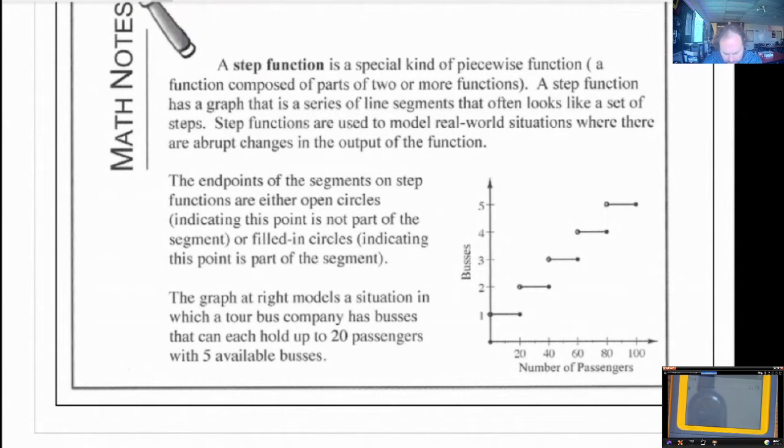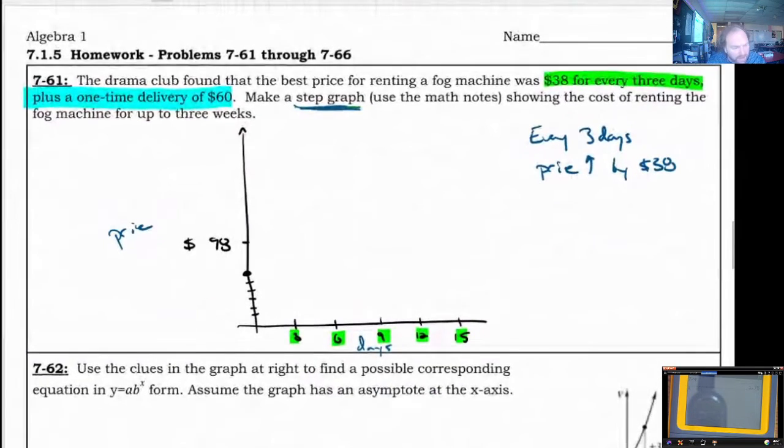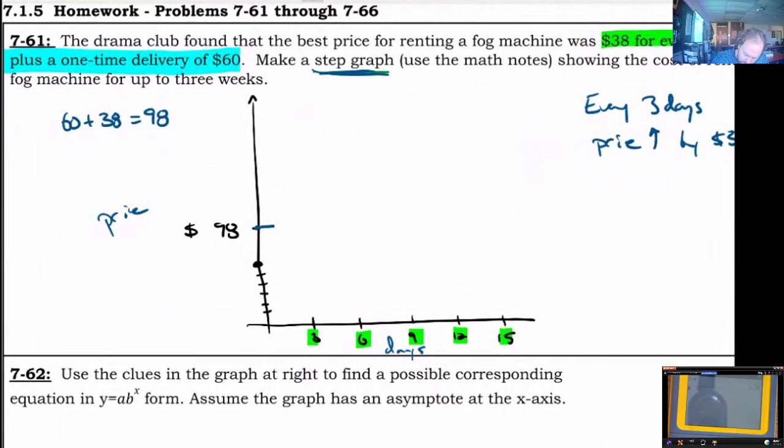So I think what's going on here is that first day is going to be $98. And I think that's because of the one-time delivery fee of $60 plus $38 for the rental itself, that's the $98 that I'm using here. So for the first 3 days of this graph, it's going to be $98. And I'm just going to make a horizontal line kind of like that. And as soon as you hit that third day, let's put a big circle there, we're going to jump up another $38. 98 plus 38 is going to be 136.